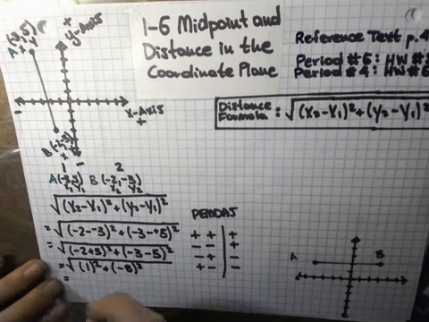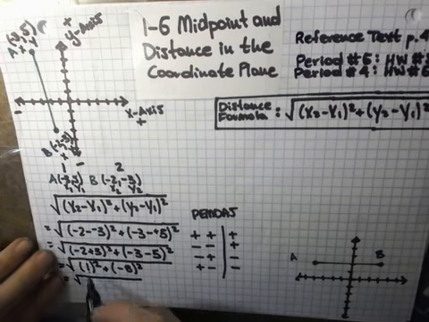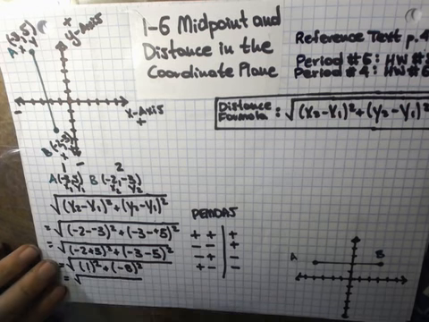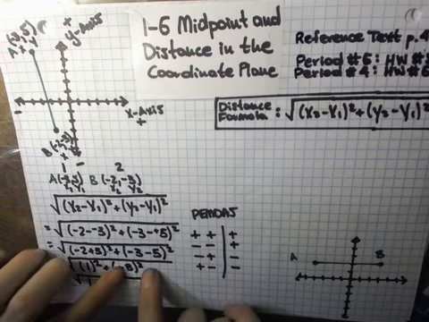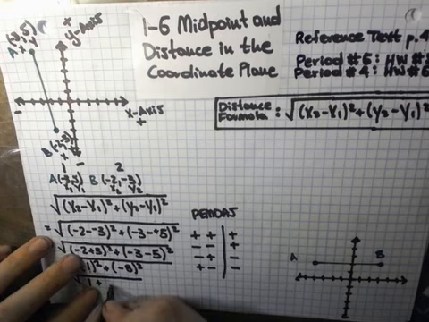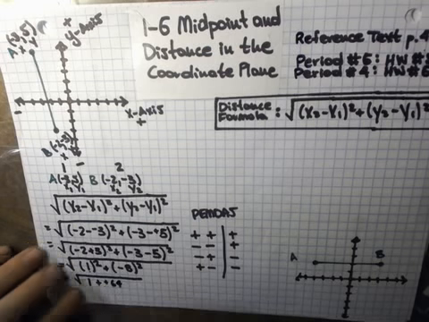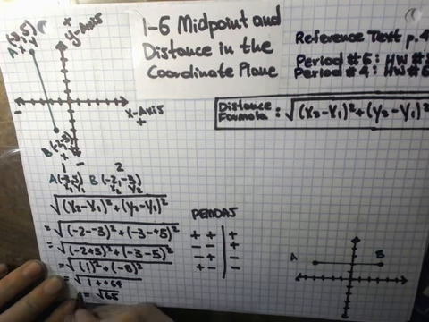So 1 squared, when we have an exponent in the top right corner, we're saying that number, whatever it is, that base, multiplied by itself as many times as the number the exponent tells us. So 1 multiplied by itself twice, 1 times 1 is 1, plus negative 8 squared, negative 8 times negative 8 is going to give us, so 8 times 8 is 64. A negative and a negative is a positive, so it's just going to be positive 64. And then this equals the square root of 65. And that would be our final answer.